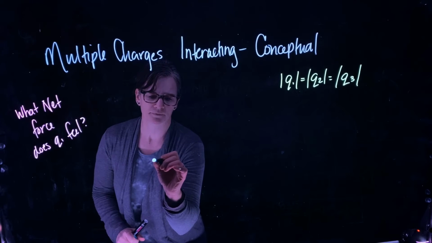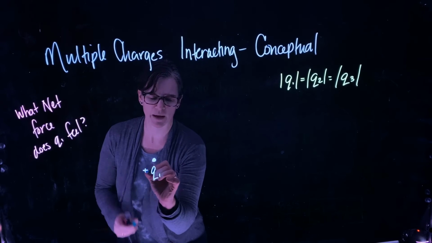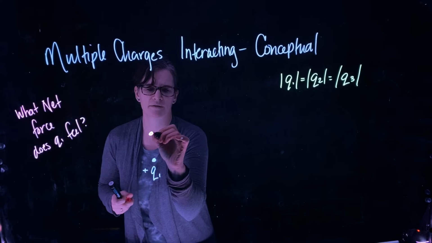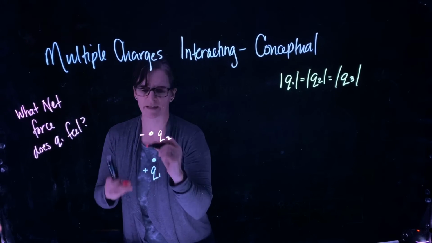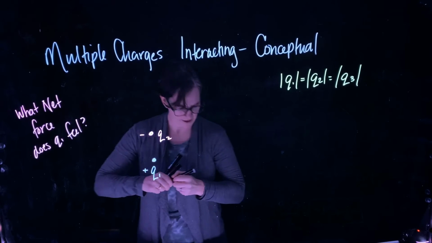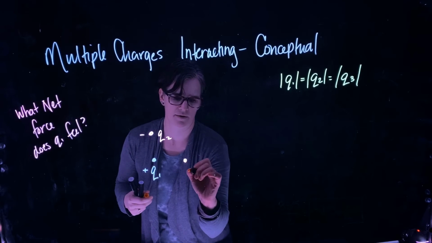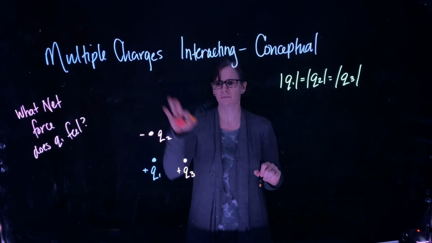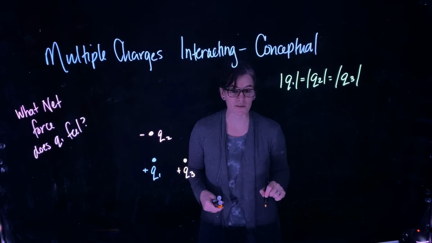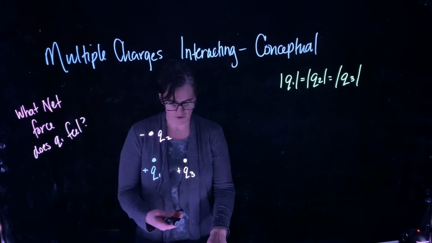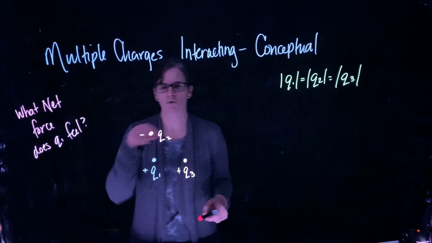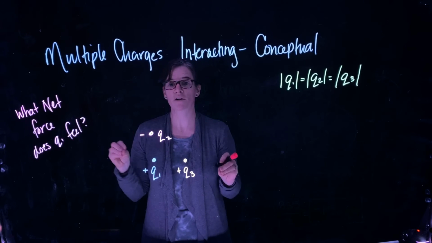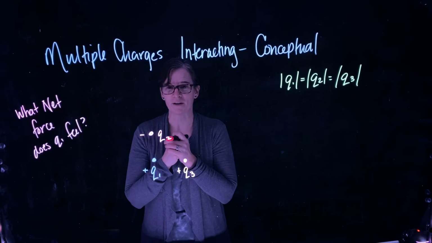So we have Q1. Let's say Q1 is here, and again, it's positive. Let's put Q2 up here, and that'll be negative. And then we'll put Q3 here, and that one again is positive. So now we have them in 2 different dimensions. Well, let's look at the net force on Q1, and we'll just do the force on Q1. Again, we can separate each force independently and then smash them together vectorially.